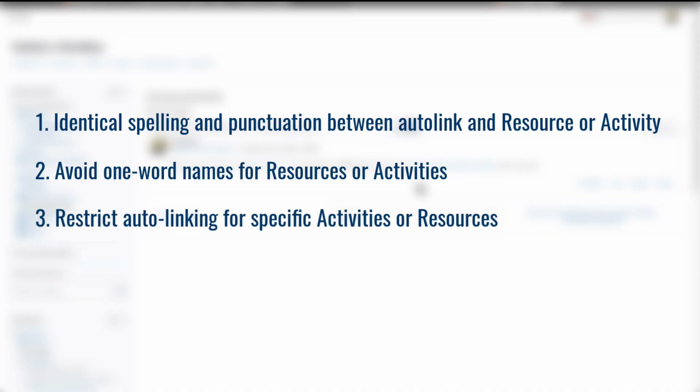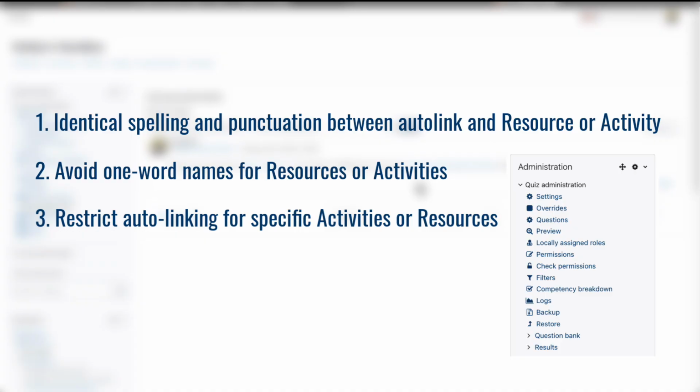Third, you can restrict auto-linking in activities like a quiz to prevent students clicking links while completing it. To do so, go to the activity or resource and scroll down to the specific activity administration, in this case, quiz administration. Again, go to the filters and turn this feature off at the activity level.